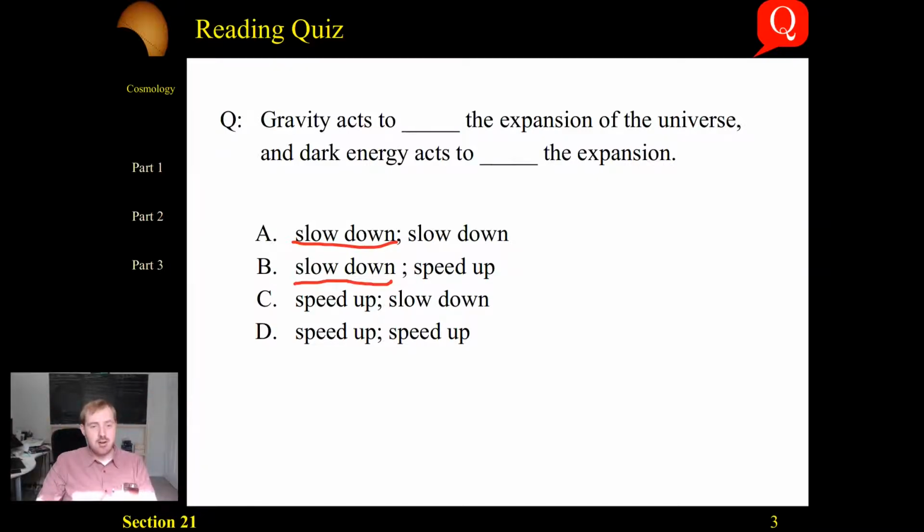Now, this dark energy, well, that turns out to be pushing the universe outward. So we know that as gravity slows things down, dark energy is somehow increasing the acceleration rate of the universe. So imagine there's a force that's pushing matter further and further out.